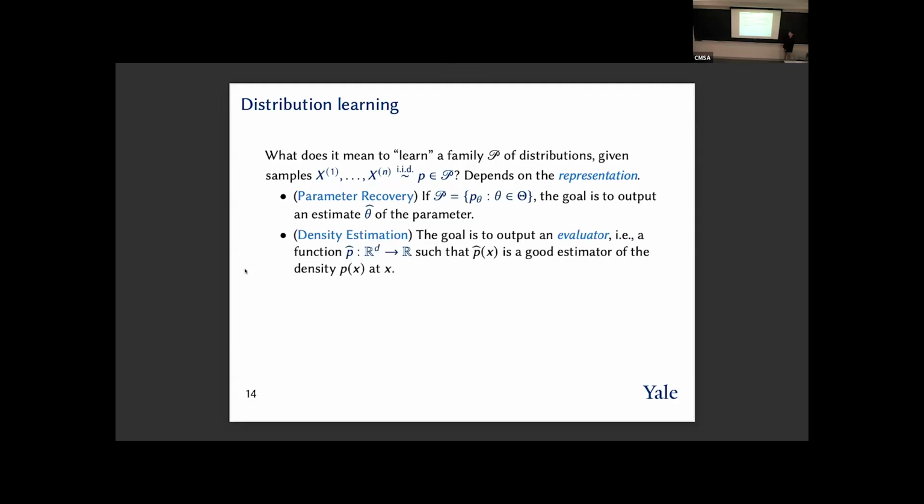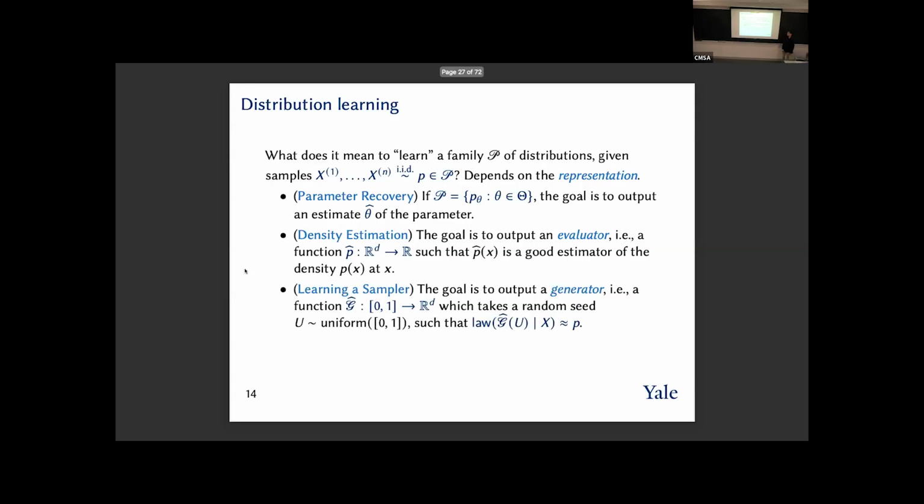Another form of distribution learning is density estimation, also known in computer science as the problem of learning an evaluator. Here the goal is to output a function p hat such that p hat is a good estimator of the density at x. And because I'm in this part of the talk, I'm really going to emphasize the computational aspect. Maybe an even more pedantic computer science way to say this is that the goal of this learning problem is to output a circuit, p hat, which can be evaluated at any input point and gives you an estimate of the density. And this is perhaps the most classical way to do distribution learning from a statistical point of view.